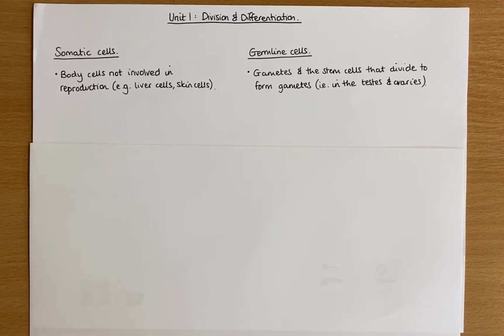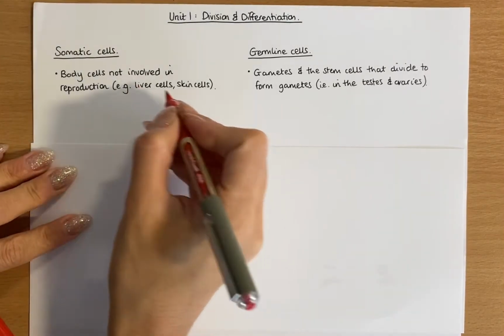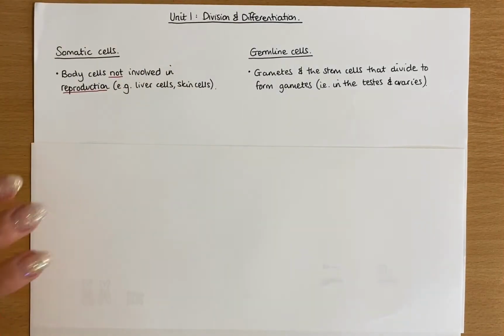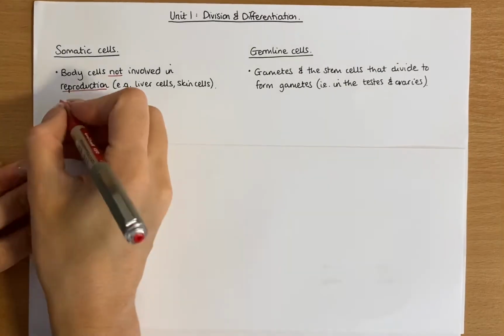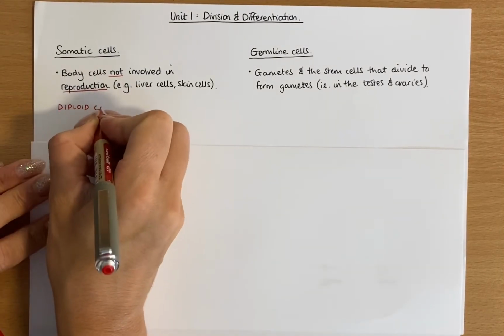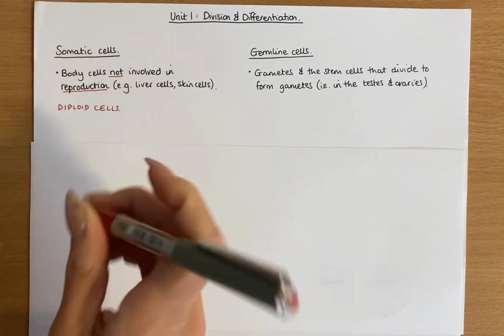So it starts off with the two types of body cells that we'll need to know, the two general types of body cells. So you need to know that there are somatic body cells. So these are body cells that are not involved in reproduction. Okay. Now these somatic body cells are what is known as diploid cells, which is a term that we should know from National 5.